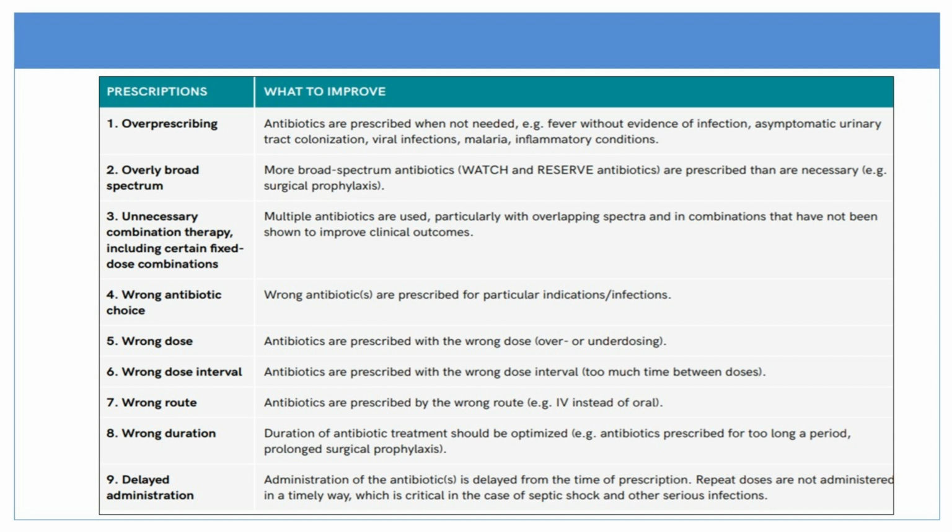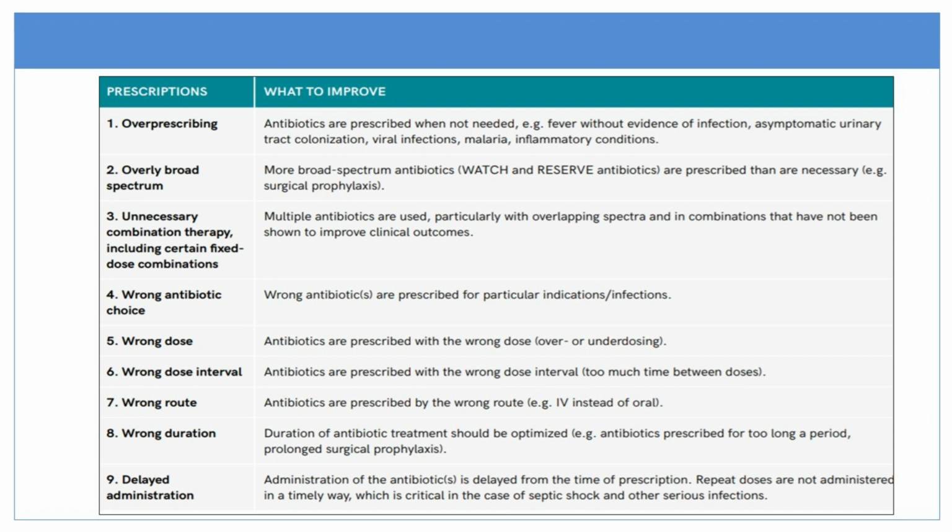Then we should also discourage the use of more broad spectrum antibiotics, like Watch and Reserve antibiotics, which should not be prescribed unnecessarily. For example, in surgical prophylaxis, we should use only those antibiotics which are particularly meant for that particular surgery. So unnecessary combination therapies, including certain fixed dose combinations, should be discouraged. Sometimes multiple antibiotics are used thinking that the patient has multiple infections, which is usually not needed, because it is not a rule that a patient has multiple infections at one time. So antibiotics with overlapping spectra should not be used in combination.